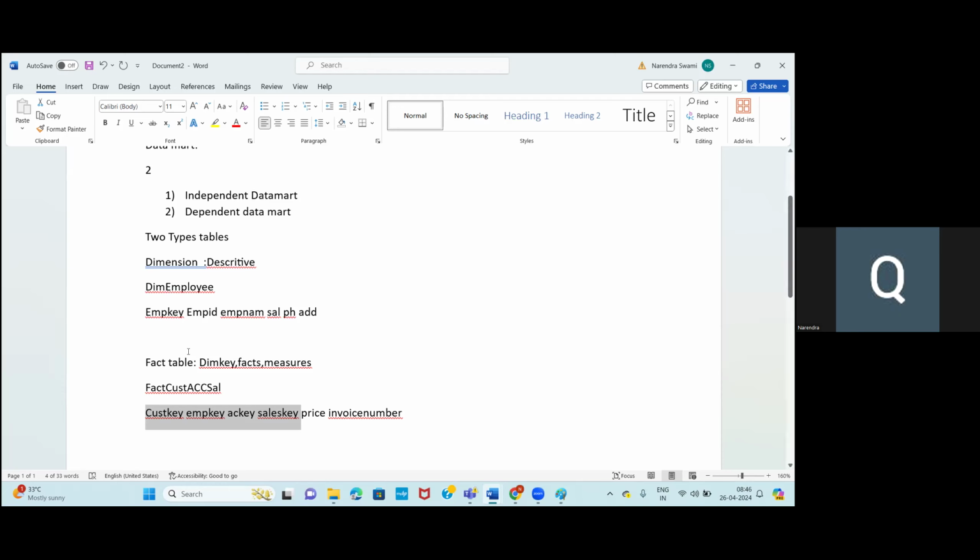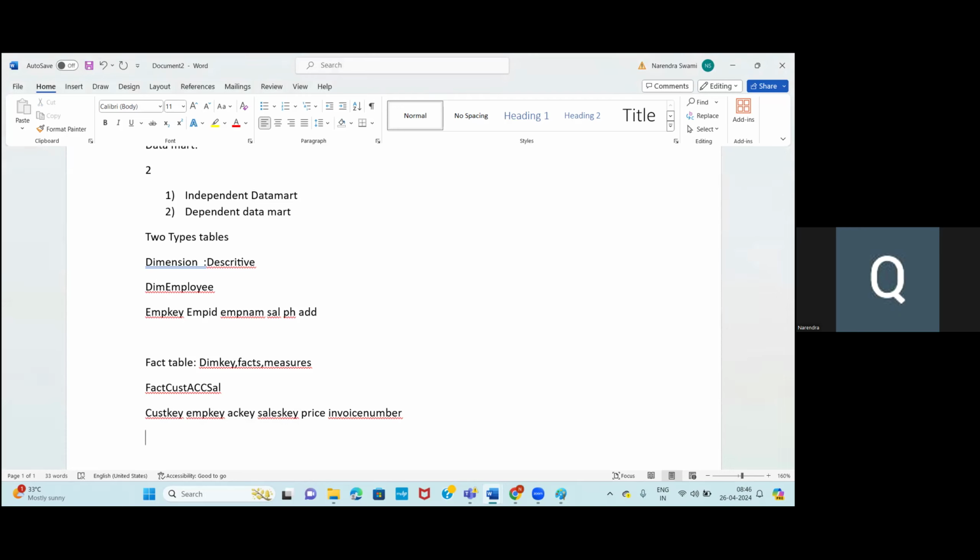So this is what fact and dimension. Clear? Any questions here? Others also, you are clear on all these concepts? Fine. So this is what fact and dimension.